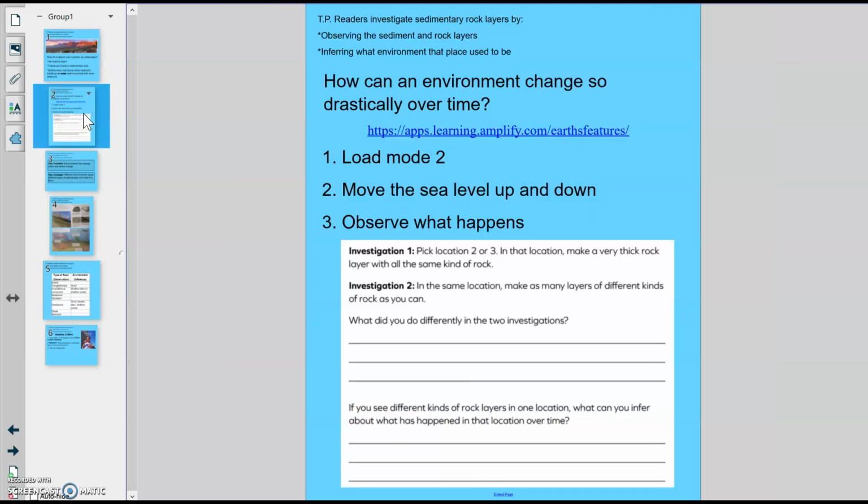But how can an environment change so drastically over time? How can something go from an ocean to a desert? We're going to use our simulation to help us today. As we investigate these sedimentary rock layers, we're going to pay attention to the sediment and the rock layers. These are our observations, and we're going to use that information to infer what type of environment that place used to be. So in our sim, we're going to load mode 2. We're going to move the sea level up and down, and then observe what happens.